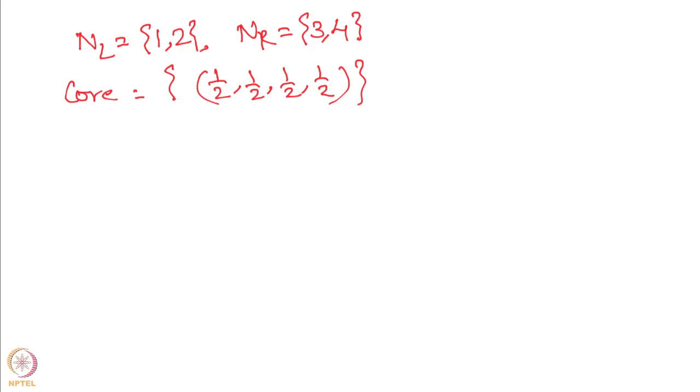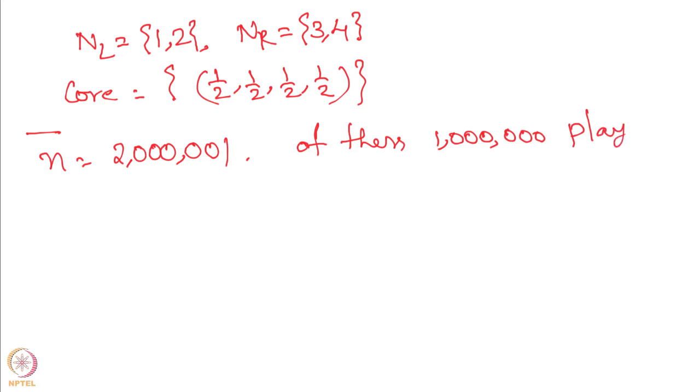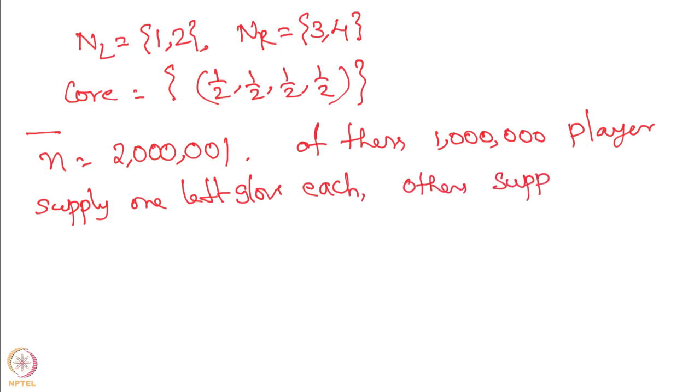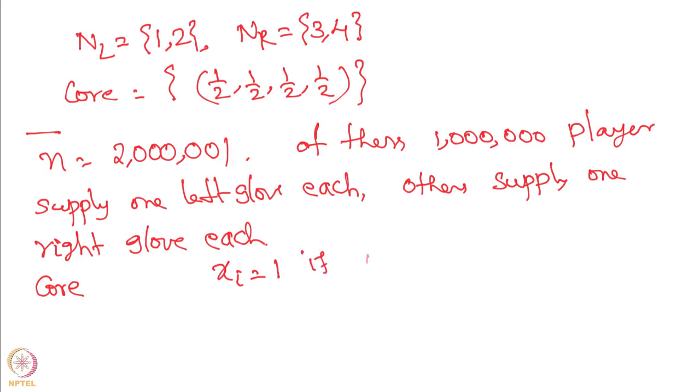Okay. In fact, you can actually start working with a variety of situations here. So let us take n players, and of this many players supply one left glove each, others supply one right glove each. The core is basically x i equal to 1 if i is in NL, 0 if i is in NR. So we can verify that this again has a unique core. Okay. There are many such examples we can construct.